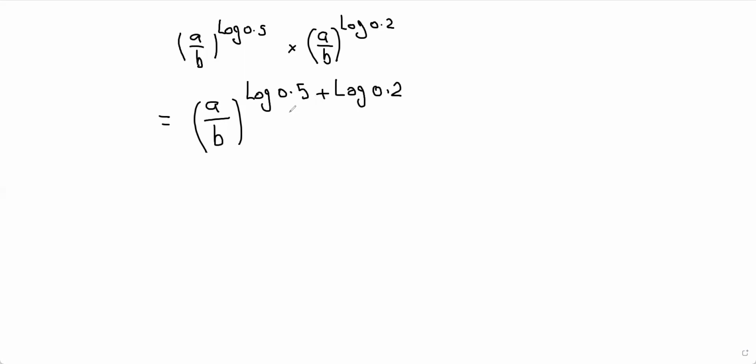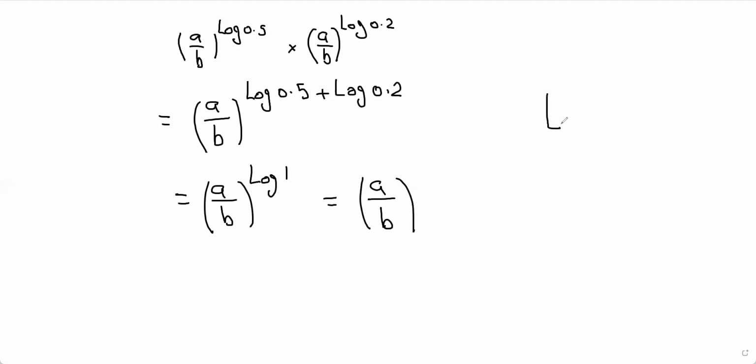Now also the log rule says if you're adding two logs, you could combine them under one log and multiply these two right here. So that's a over b to the power of log 0.5 times 0.2, it gives you 1. So now, if you remember, log 1, the base here is 10. If we don't write it, that's 10. And what does that equal?